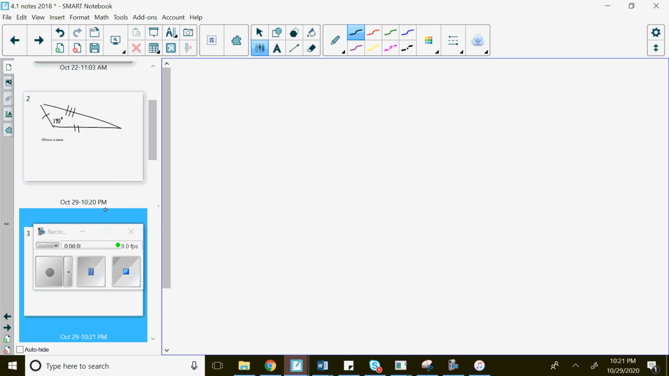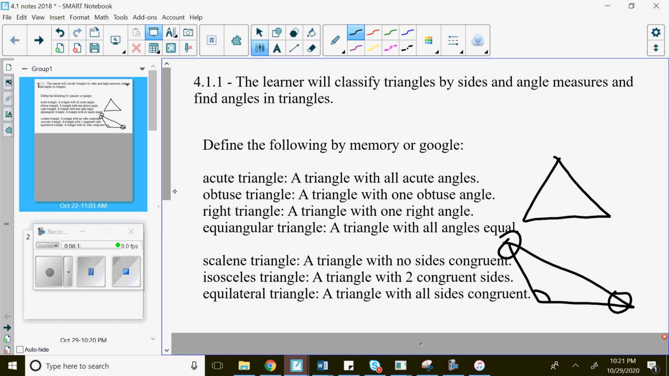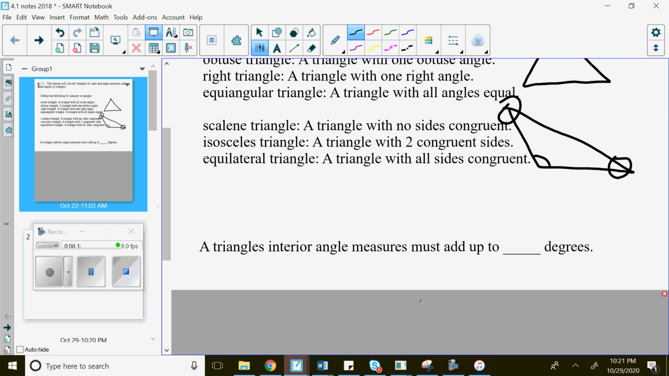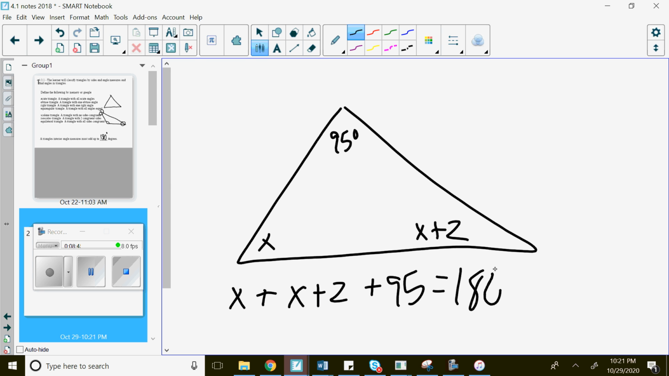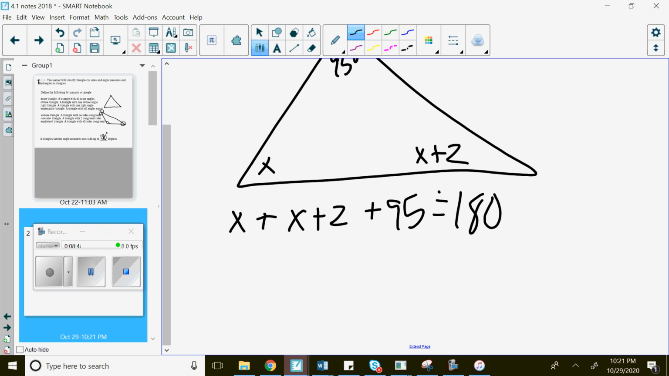Okay, let's talk about angle measures in a triangle for a second. A triangle's interior angle measures must add up to 180 degrees. So if you get a triangle on your homework where this is 95 degrees and this is x and this is x plus 2, you're going to literally just say x plus 2 plus 95 equals 180, and then you're going to solve for x. That's what it'll say, solve for x in this problem.